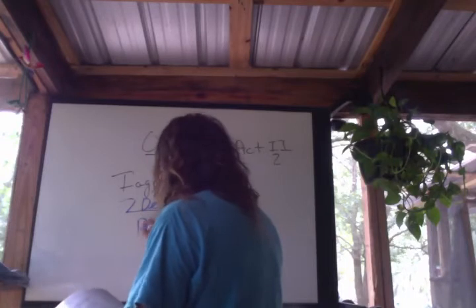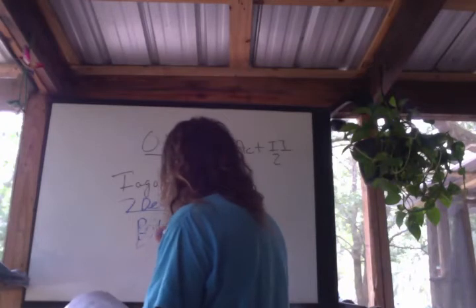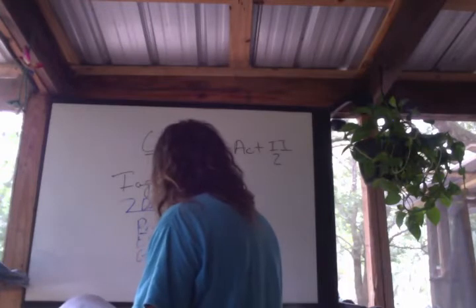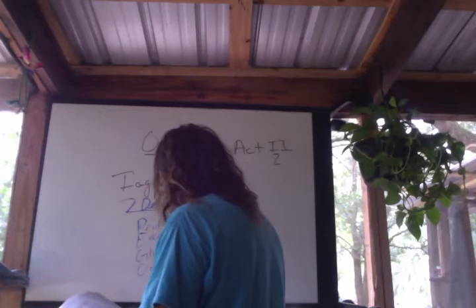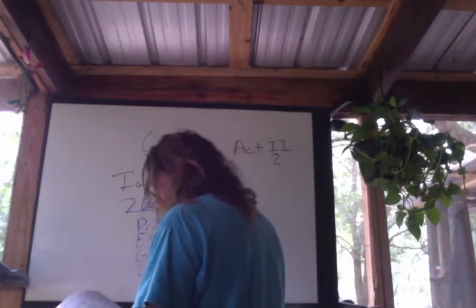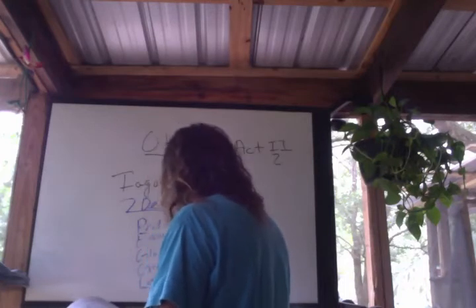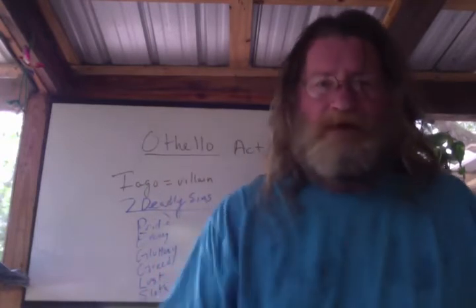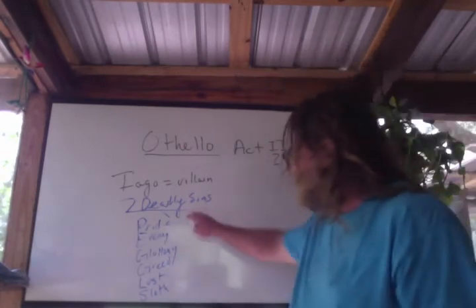are pride, envy, gluttony, greed, lust, and sloth. Okay. So, make sure you take down notes on the 7 deadly sins.